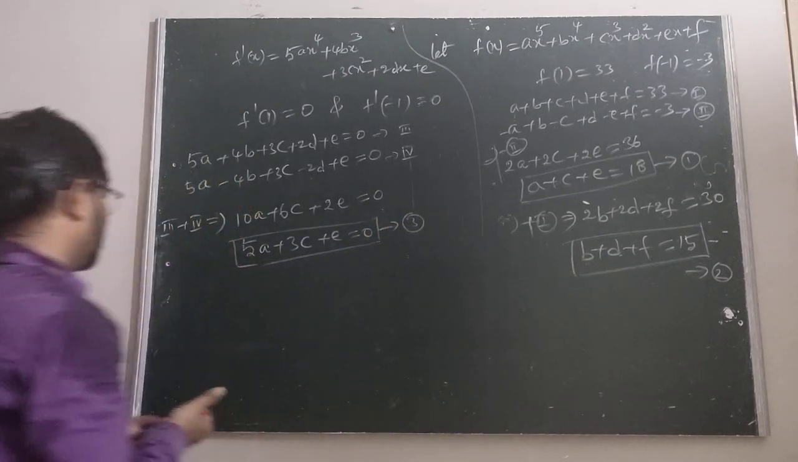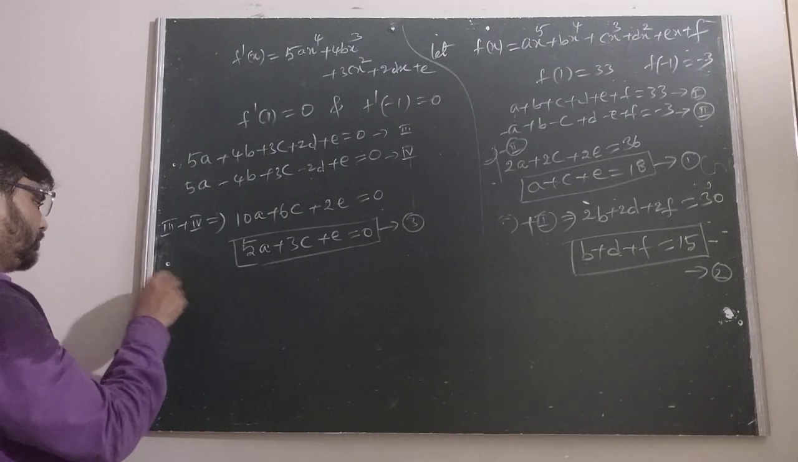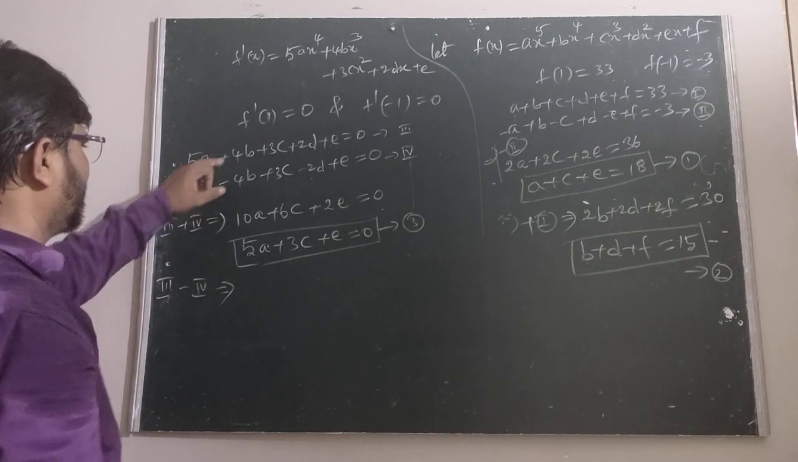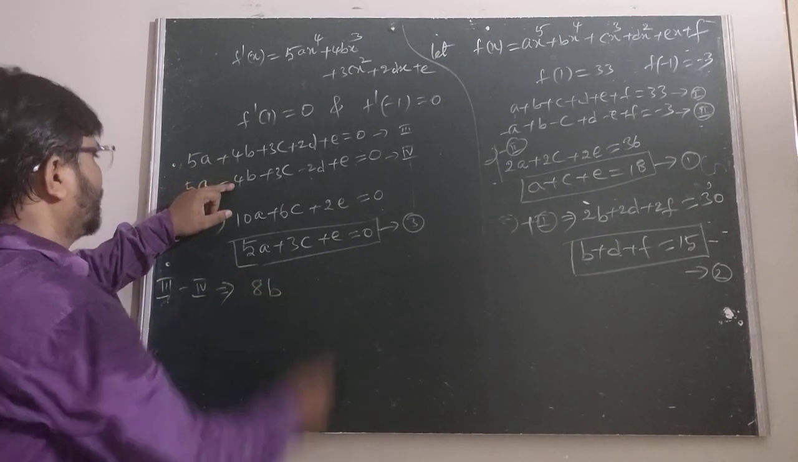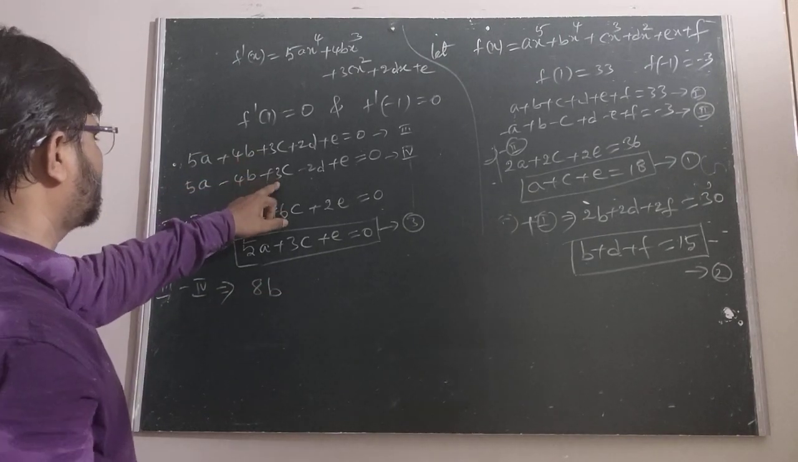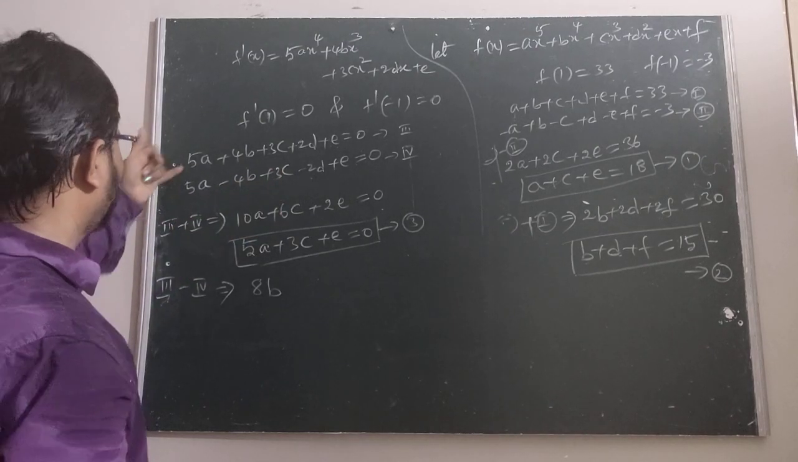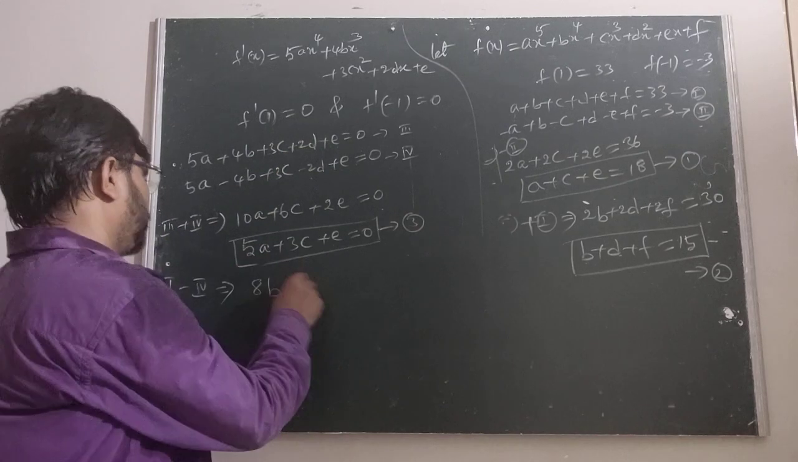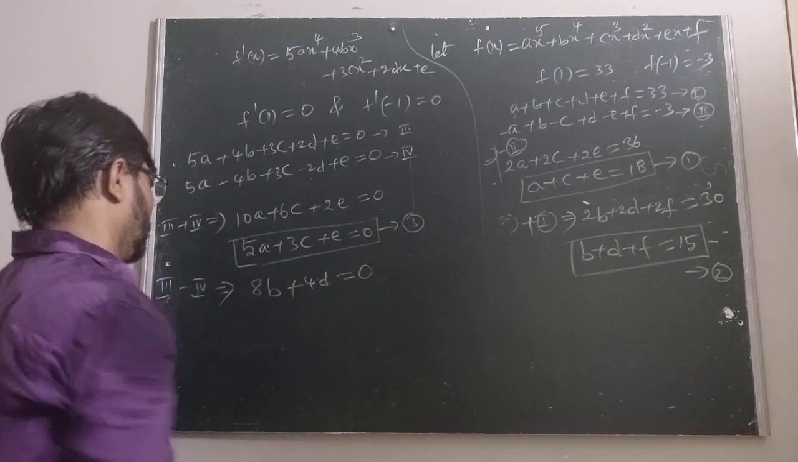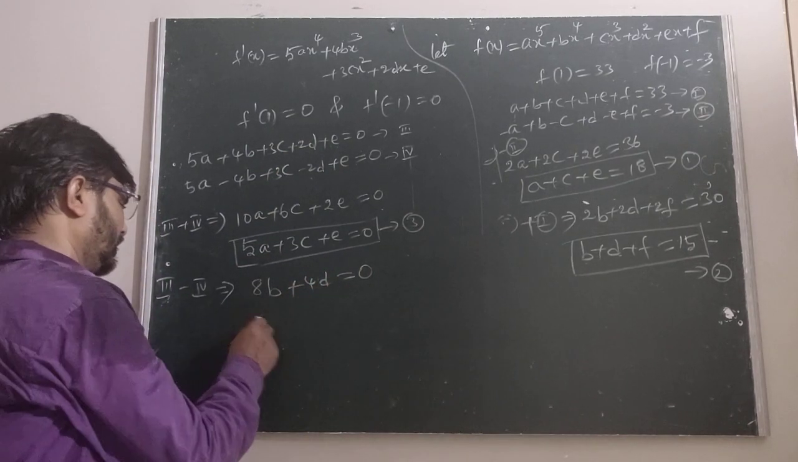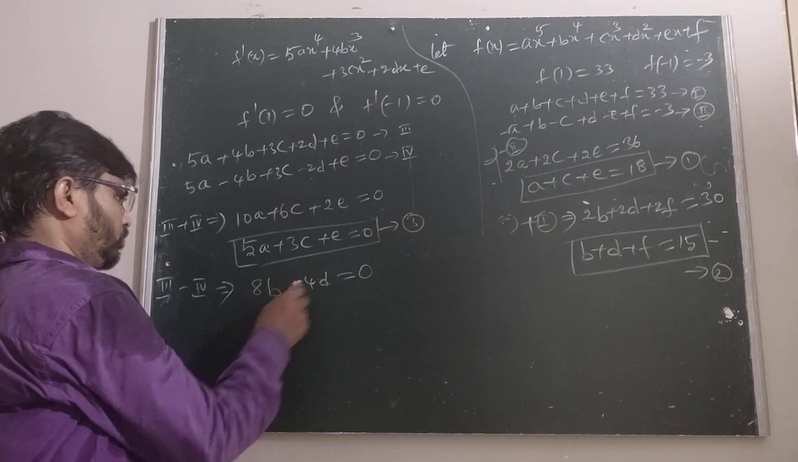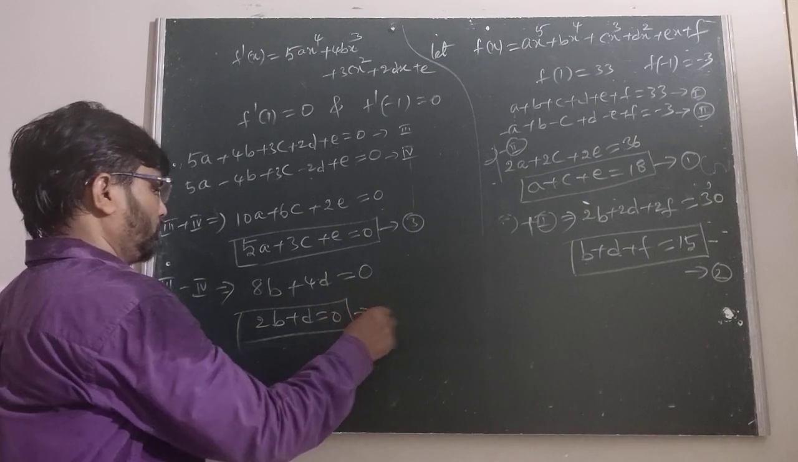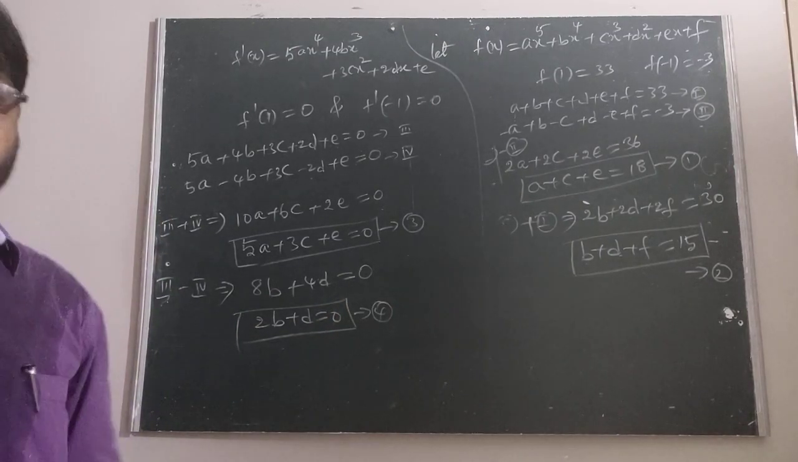This is the equation 3. Now after that we take 3 minus 4. Then it will be 8b. After that these two are cancelled, 5a cancelled, these two are cancelled. Now this is 4d equal to 0. Now divided by 4, 2b equal to 0. This is the equation 4.